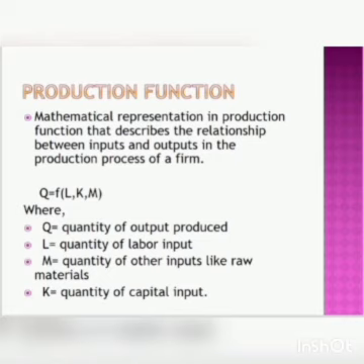The mathematical representation of production function describes the relationship between inputs and outputs in the production process of a firm. The equation of the production function is Q = F(L, K, M), where Q represents the quantity of output produced, L represents the quantity of labor input, M represents the quantity of other inputs like raw materials, and K represents the quantity of capital input.